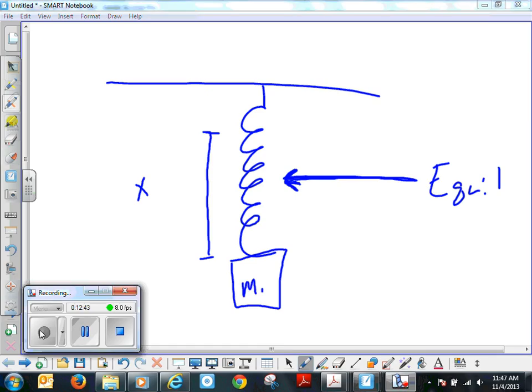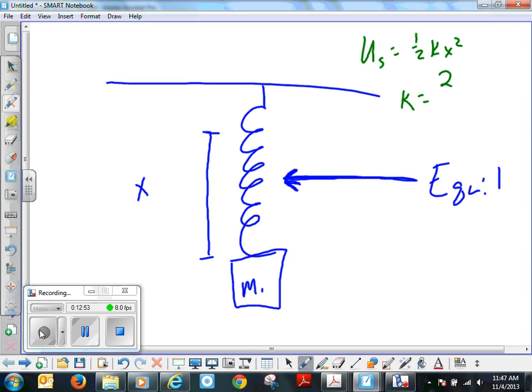Well, let's just look at it together here real quick. Potential energy of a spring is 1/2 kx squared. So the k then would be equal to 2 times the potential energy of a spring divided by 1/2 x squared. Oops, the 1/2 is squared too.